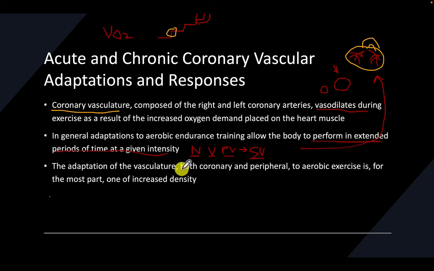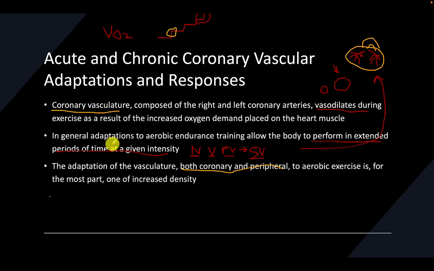So we have it at both the coronary and the periphery. We're going to have more capillary density in the periphery, near the contracting muscles, and then we're going to have more capillary density and greater dilation within the coronary arteries at the heart.